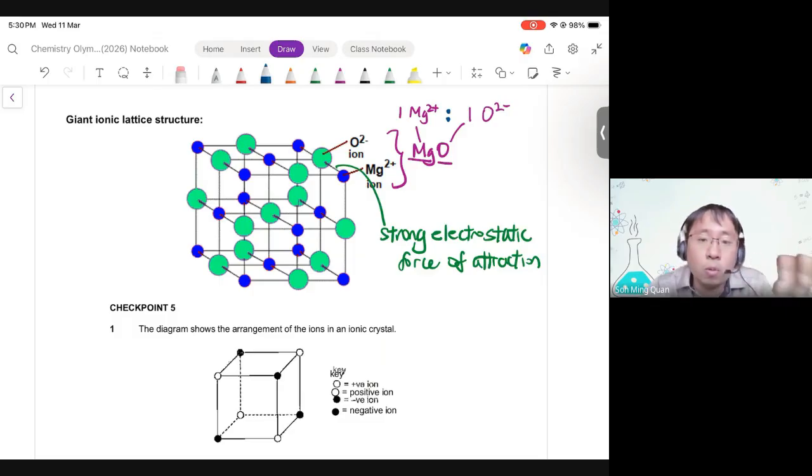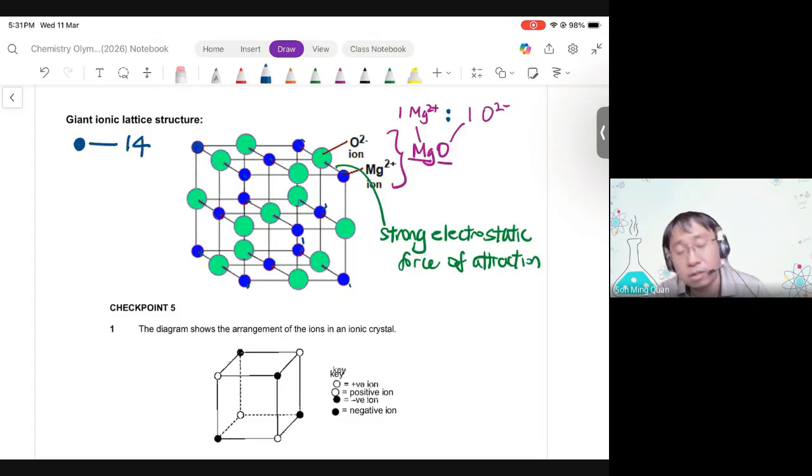Now, how can we tell from this structure that it is indeed 1:1? One way is to count. You could easily count the blue dots. If you counted the blue dots, how many do you have? 1, 2, 3, 4, 5, 6, 7, 8, 9, 10, 11, 12, 13, 14. 14. The blue dots represent Mg2+ in this case.